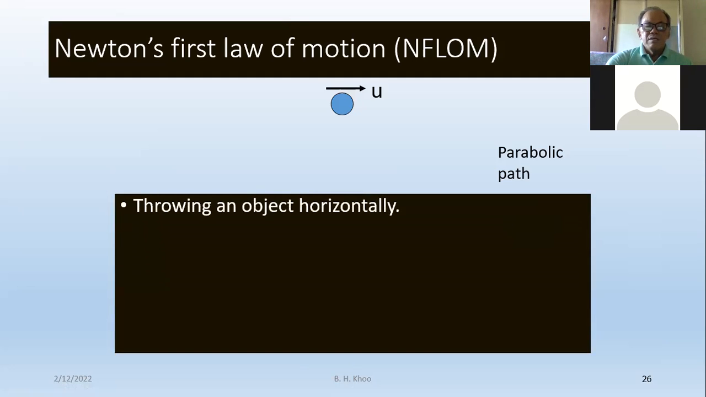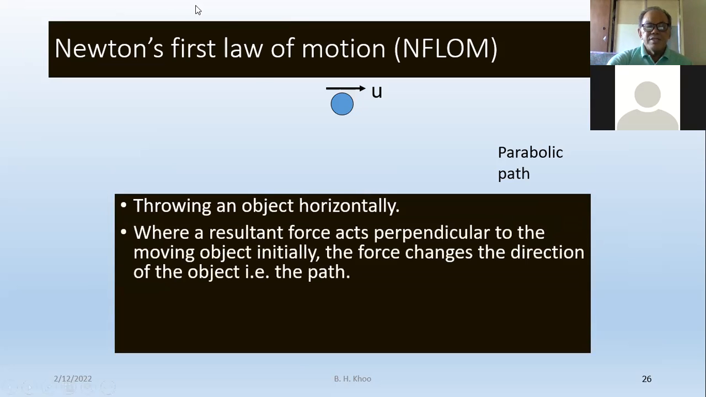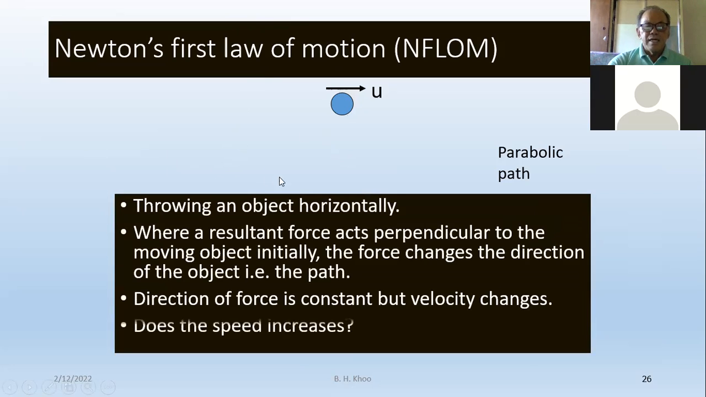Throwing an object or a ball horizontally, what's happening? The resultant force acts perpendicular. That's the horizontal velocity. You throw the ball, the weight is pulling it down. That's the resultant force. So the resultant force will change the direction of the velocity, or change the path. The direction of force is constant, in this case always downwards. Never changes in value, never changes in direction. So in this case, where there's a resultant force acting, the speed must increase.